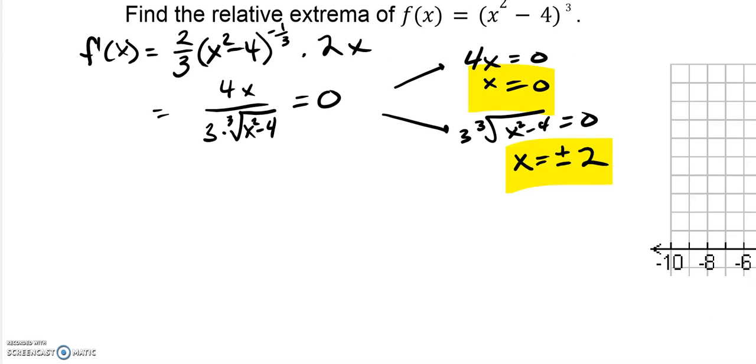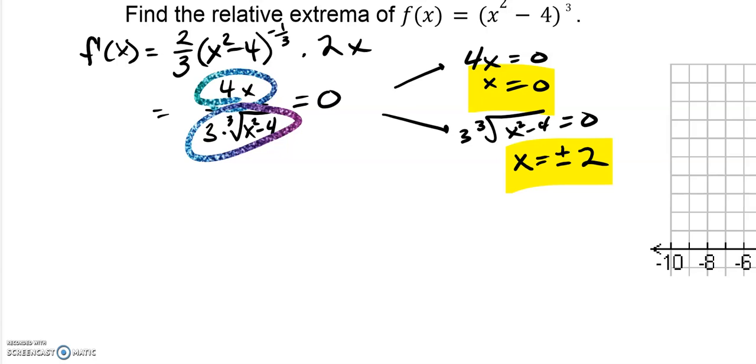So once you find the derivative and set it equal to 0, you should identify your critical points as positive and negative 2, and 0. Because remember, critical points occur also where the slope is undefined. So that means you have to set both the top, which is 4x, and your denominator, which is 3 times the cube root of x squared minus 4, equal to 0, and that's where we get those 3 values.